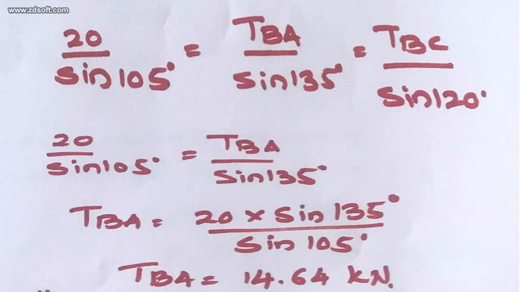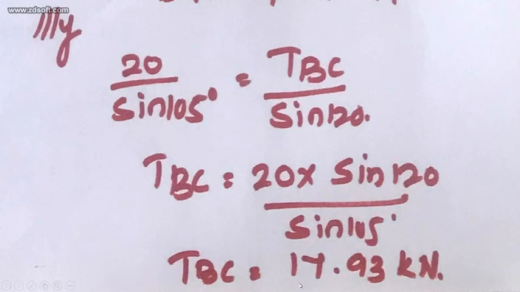Okay, so if I take these two terms, 20 by sine 105 degrees equals TBA by sine 135 degrees, I'll keep TBA as it is and take sine 135 to the other side. It will be 20 times sine 135 degrees divided by sine 105 degrees. If I calculate, I get the TBA value as 14.64 kilonewtons. Similarly, if I calculate TBC by considering these two elements, TBC will be 17.93 kilonewtons. Okay, like this we can calculate the member forces for the given figure.